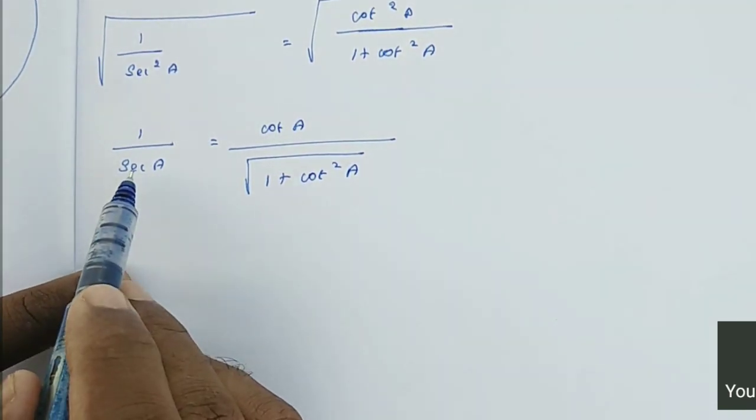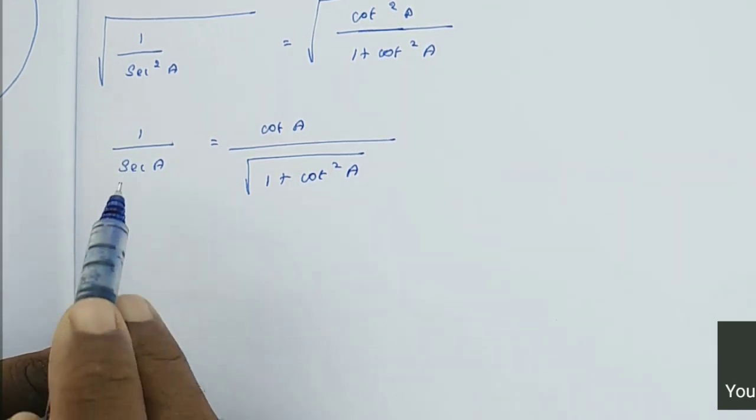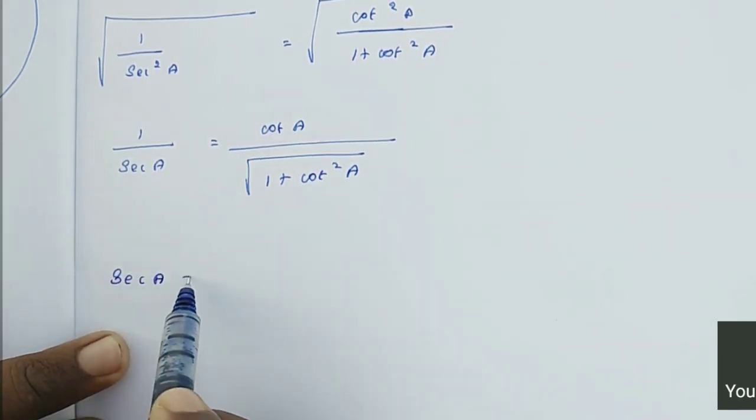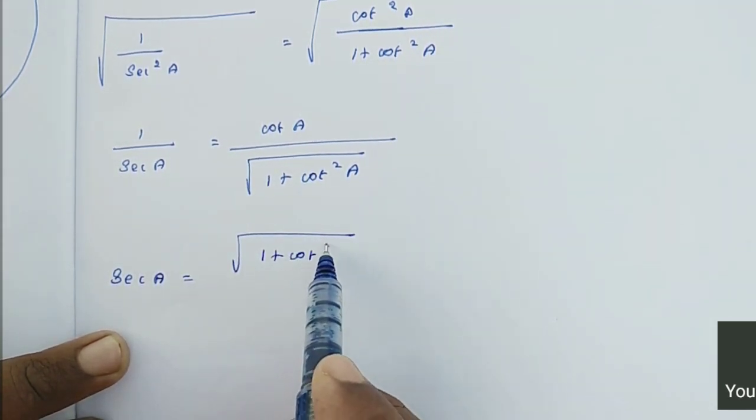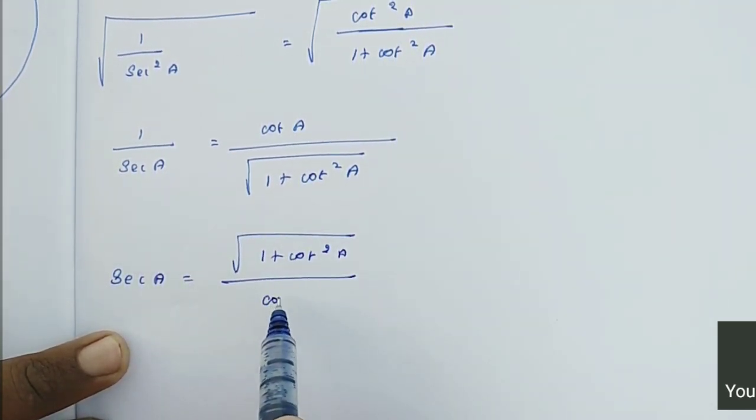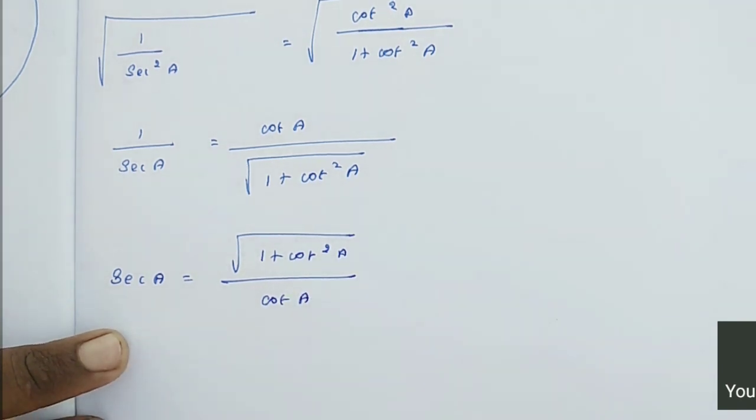Next. Now it is a reciprocal. I want secant alone. Here it is 1 by secant. So we should write secant a is equal to 1 by this term. So it became root of 1 plus cot squared a divided by cot a. Are you clear how I did this?